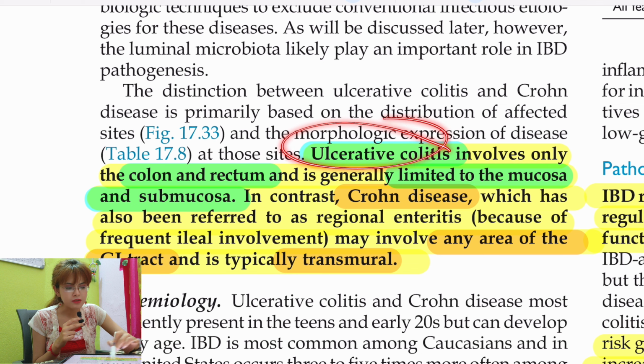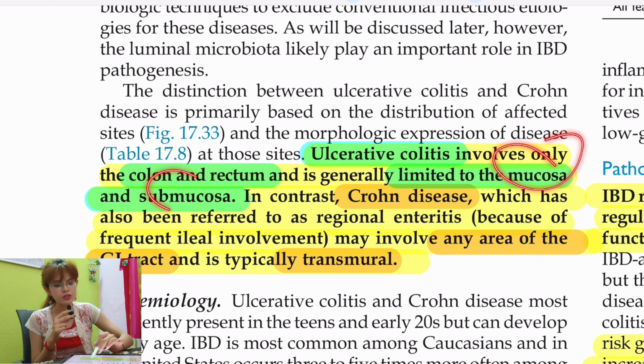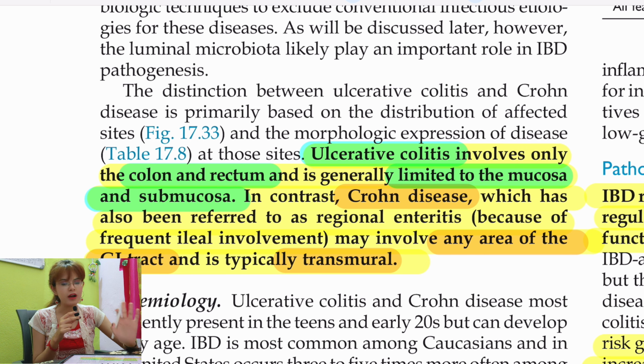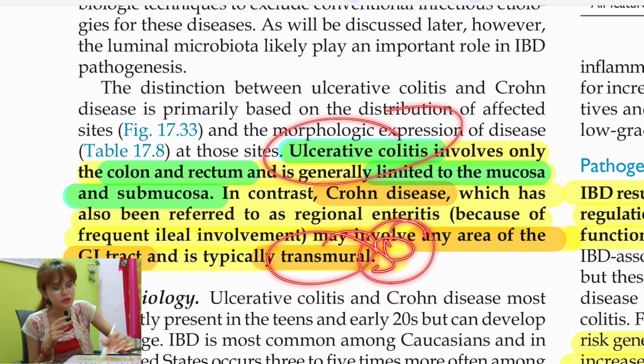Now ulcerative colitis will involve only the colon and the rectum, and it is generally limited to the mucosa and the submucosa. All these points that I've highlighted are very important. Crohn's disease, on the other hand, can involve any area of the GI tract, and this has a frequent ileal involvement. So colon is also involved, ileum is also involved, but in case of ulcerative colitis, only the colon and the rectum is involved. Now, in Crohn's disease, you have a transmural involvement, but in ulcerative colitis, the involvement is limited to the mucosa and the submucosa. So this is again a very important point. This is transmural, but this is not transmural.